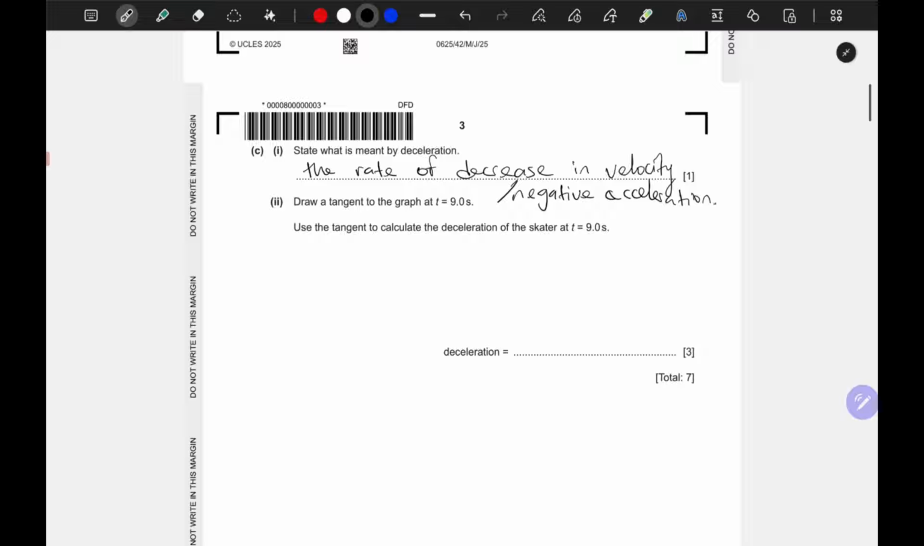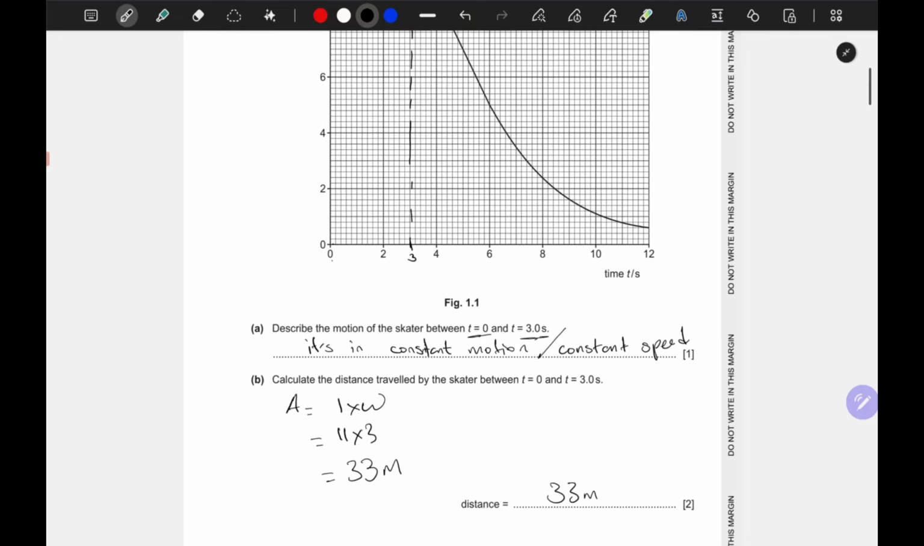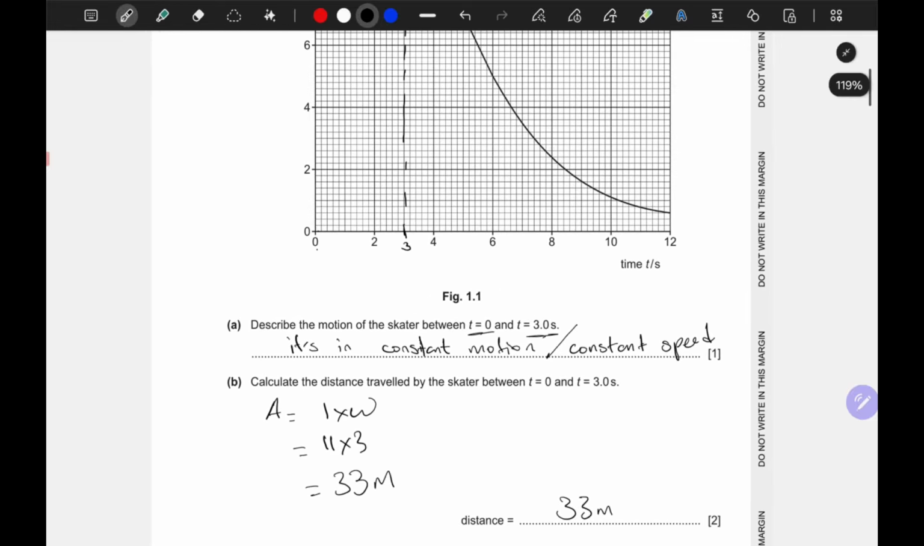Part D, draw a tangent to the graph at 9 seconds, okay? Use a tangent to calculate the deceleration of the skater at time equals 9 seconds. So we know that deceleration is basically negative acceleration. So acceleration from a speed time graph, it's going to be the slope or the gradient of the graph. So at time 9 seconds, it's over here.